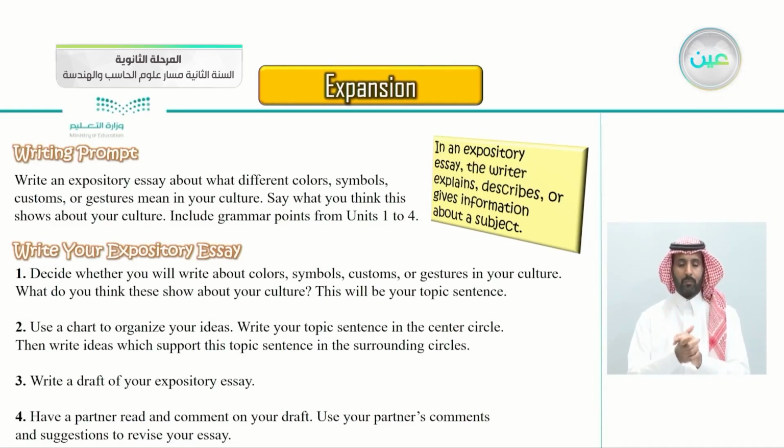So to write your expository essay, number one, decide whether you will write about colors, symbols, customs, or gestures in your culture. So decide which one. What do you think these show about your culture? This will be your topic sentence. So the topic sentence is the first sentence in the first paragraph. So this has to be the main idea of the essay.